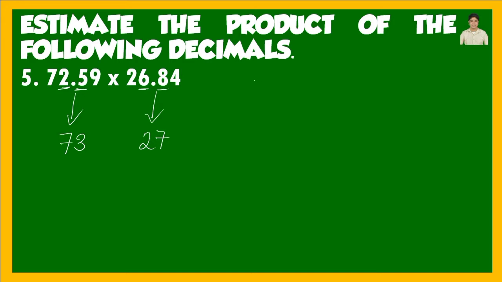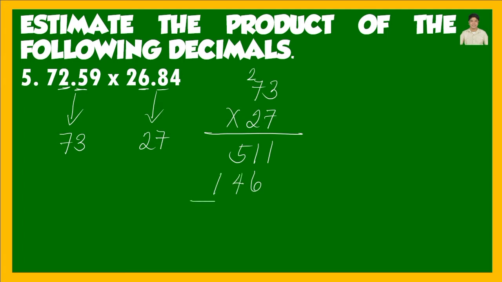Now, let us multiply 73 by 27. 3 times 7, that is 21. So we'll write 1 and then carry 2. 7 times 7, 49 plus 2, 51. 2 times 3, we have 6. 2 times 7, we have 14. So add natin. Bring down 1. 1 plus 6, we have 7. 5 plus 4, we have 9. And then bring down 1. So our estimated product is 1,971.